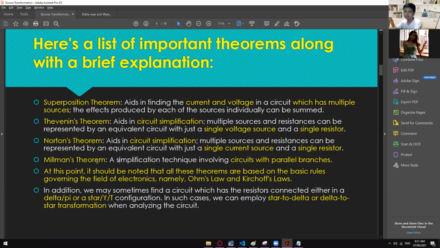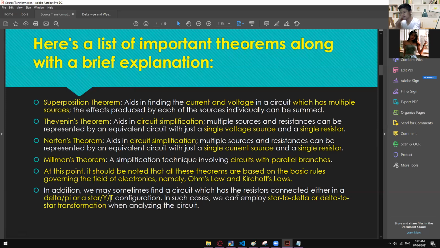Okay, so at this point, it should be noted that all these theorems are based on the basic rules governing the field of electronics, namely Ohm's law and Kirchhoff's laws. So basically you can apply Ohm's law and Kirchhoff's laws on those theorems, but mostly Ohm's law will be fine. Kirchhoff's law is like another idea or different theorem, but it is still helpful, especially the KCL and the KVL. In addition, we are going to discuss later on the delta to Y configuration or Y to delta.